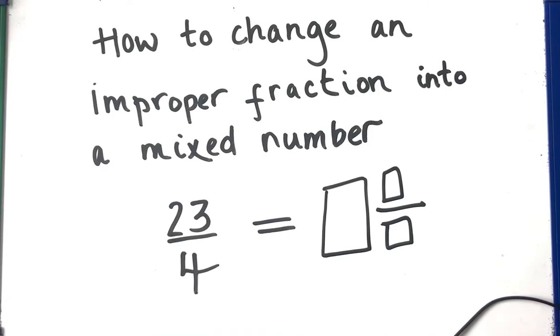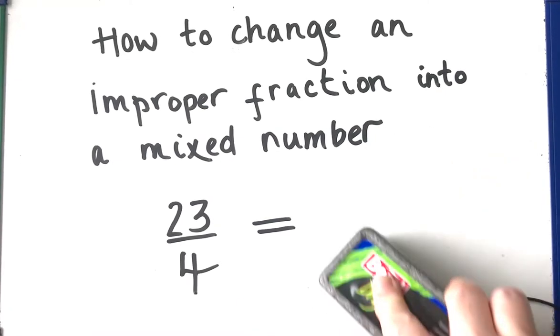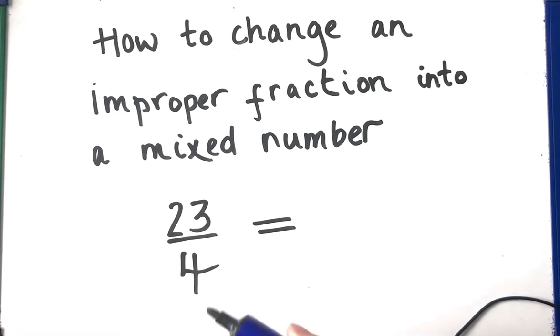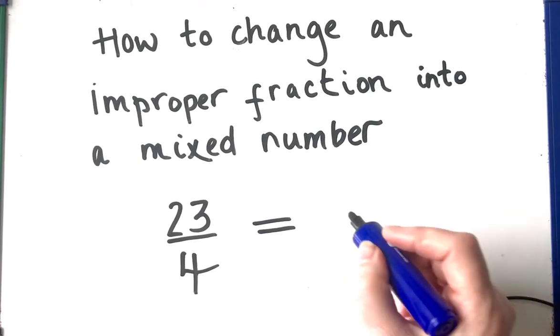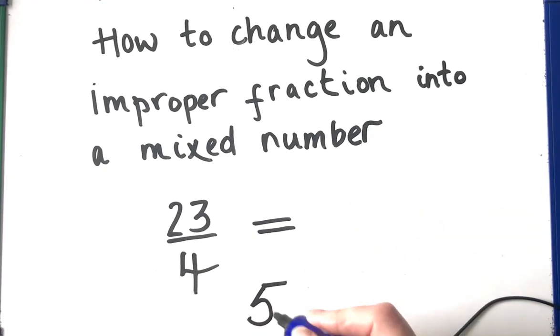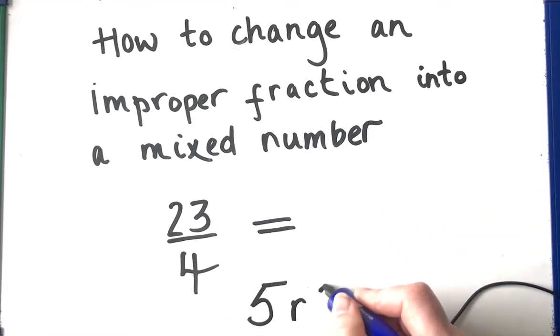Well, fractions are just times tables in disguise. So actually for this one, all we need to do is find out how many 4s go into 23. Now, if you're good at your times tables, you'll know that 4 times 5 is 20. So it's 5, 4 times 5 is 20, remainder 3.